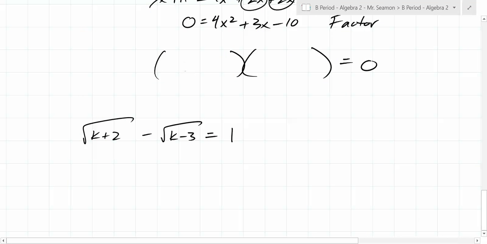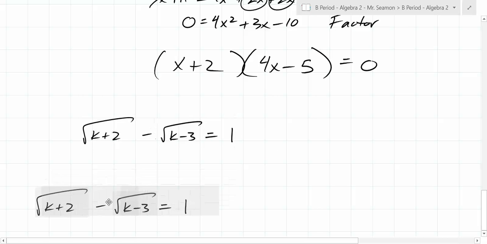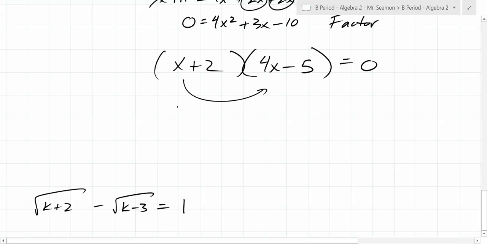We have x plus 2 times 4x minus 5. Anybody agree with that? What do you have to do to see if this works? You have to test it, right? What do you end up with? 4x squared minus 5x plus 8x minus 10. Is that what we want it to be? It is what we want it to be. So it does, in fact, work. So how many things do you have multiplied together? You have one thing and two things. So either x plus 2 equals 0 or what?